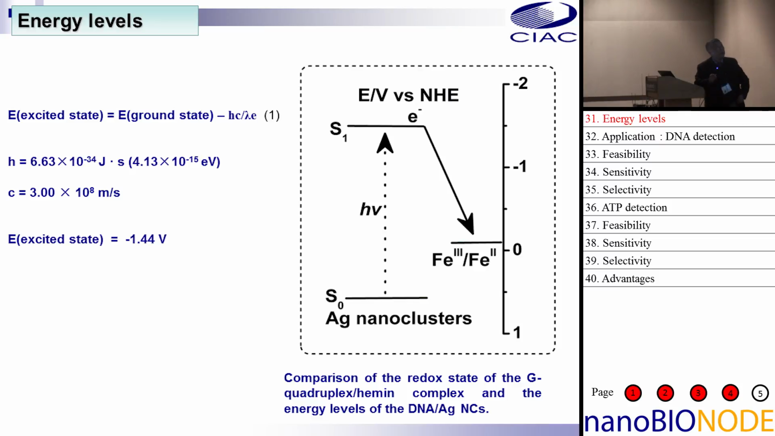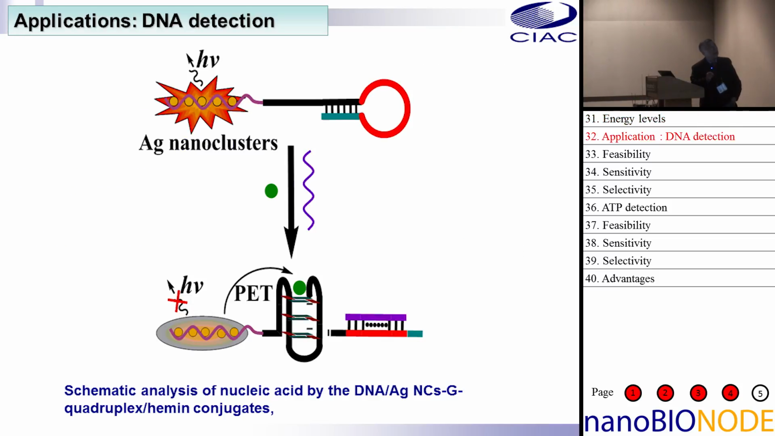Now, the first application, we can use this for DNA detection. For example, if we have this DNA, and the complement with this, then by the addition of Hemin, it's folded. And here with this, it can form the duplex, and then photo-induced electron transfer occurs, therefore the quench effect here. So this can be used for the analysis of nucleic acid.